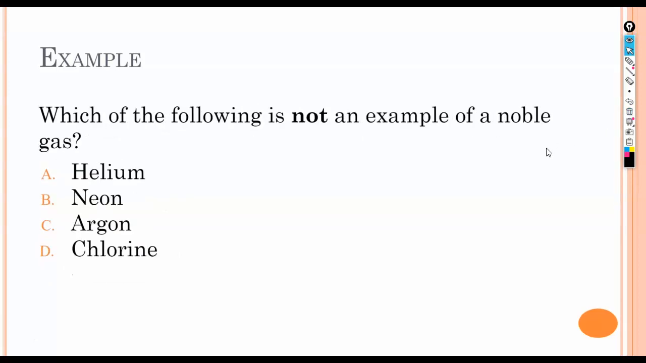Okay, next question. Which of the following is not an example of a noble gas? If you look in your notes, you should be able to see what I talked about when I talked about noble gases. And then you should be able to look at your periodic table to identify which of the following is not an example of a noble gas. Okay, so pause it here and try to answer that question.